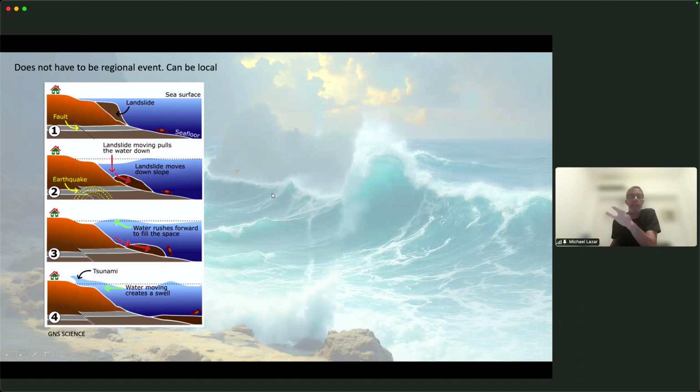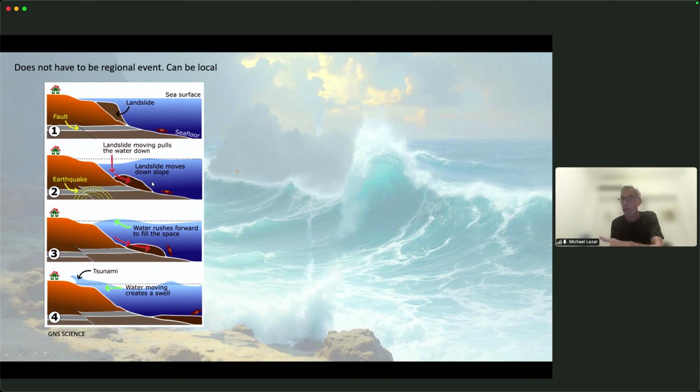One thing I do want to stress is that we don't need to have a regional event, like the eruption of Santorini, the Thera volcano. It can be a local event, and all we need is a sediment load in an area that has an active fault. When that fault erupts, the sediment slides downwards and creates a submarine landslide. It pulls the water down, allowing a dry area where the Israelites could have crossed. Water rushes to fill the space, and it creates a swell wave or a tsunami wave. So we don't have to look far.